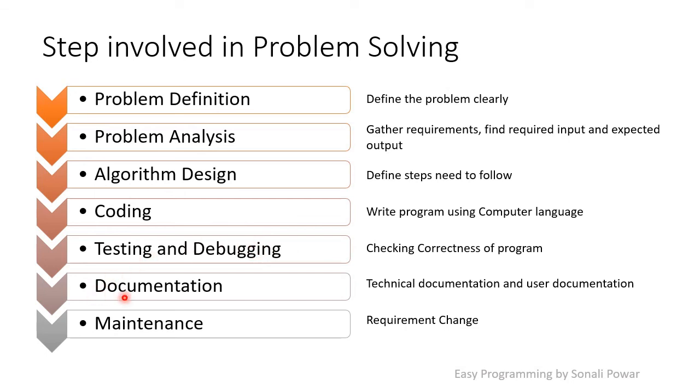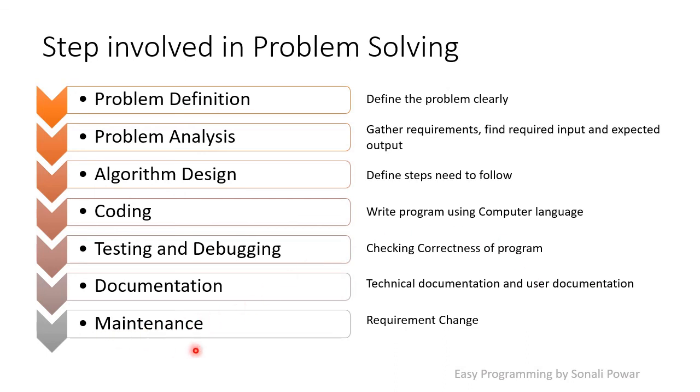Now the next step is the documentation step. In the documentation, there are two types of documentation: technical documentation and user documentation. Technical documentation is useful for the programmer. Suppose there is any query, at that time it will be helpful for the programmer to make changes in the program. And the second one is user documentation, or you can also say it is a user manual, so that the user will get to know how to use the system.